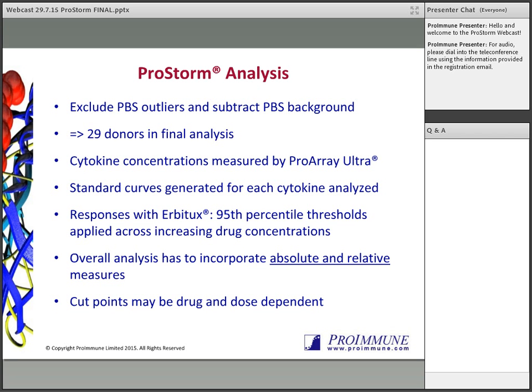And then the data that was obtained for Erbitux was used to set a 95th percentile threshold across the increasing drug concentrations, which you'll see an example of in just a moment. But this means that 95% of the donors who did not respond to Erbitux were used to create this threshold. This is really just an example of how the comparators could be used and how we assess the data. Certainly this is flexible and can be done using other biotherapeutics, but ultimately the cut points are likely drug and dose dependent, and the data should really be viewed as a whole.